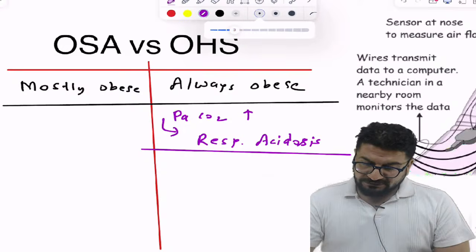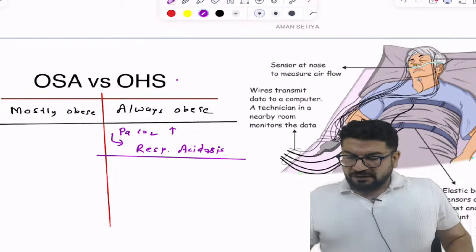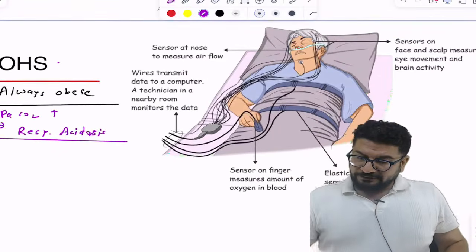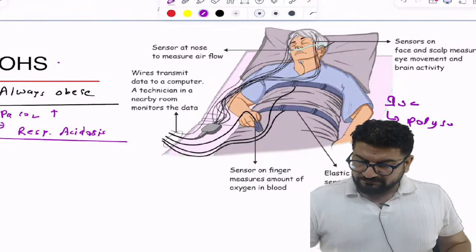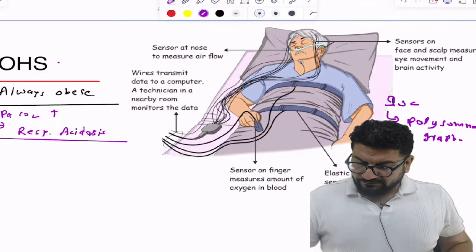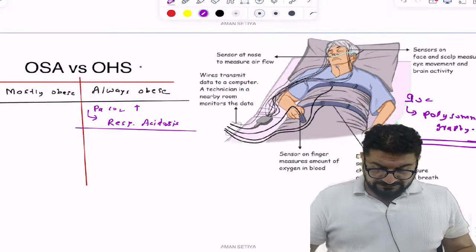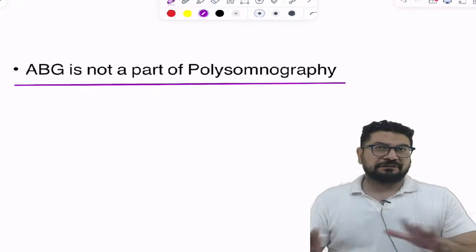Now what they ask you, suppose you are having a patient who is having OSA or OHS. How do we make a diagnosis? So the investigation of choice will be a sleep study. We call this polysomnography. Now understand this thing. They ask you what is not a part of polysomnography. Remember, ABG is not a part.